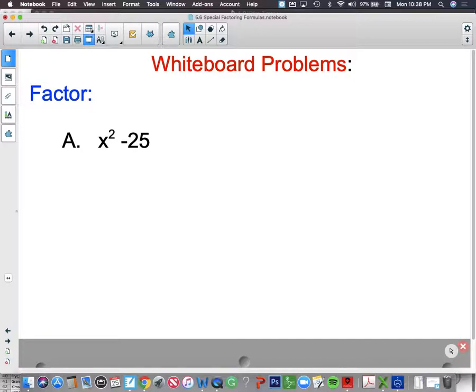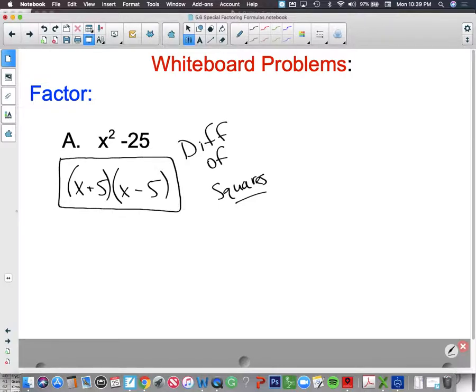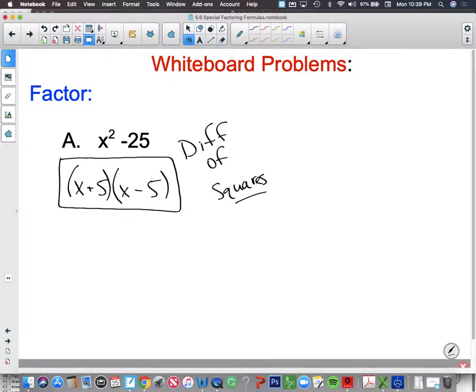So x squared minus 25, difference of squares. That means we're going to have 2 sets of parentheses with the same thing in both of them, except one's a plus, one's a minus. So we're going to have the x's in the front to get the x squared, 5 in the back to get the 25, one's a plus, one's a minus. And again, remember with factoring, it doesn't matter if you have the x minus 5 first. It could be x plus 5, x minus 5, or it could be x minus 5, x plus 5. Either way, it'll multiply out to get you the same thing. Okay, that's the first one. Should have been pretty quick. Next one.